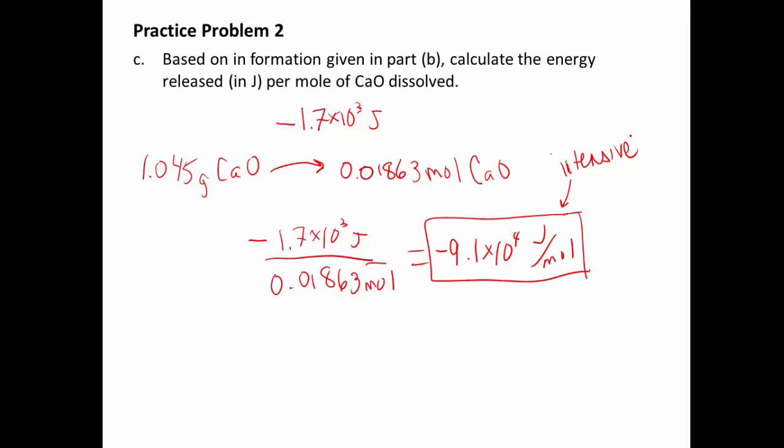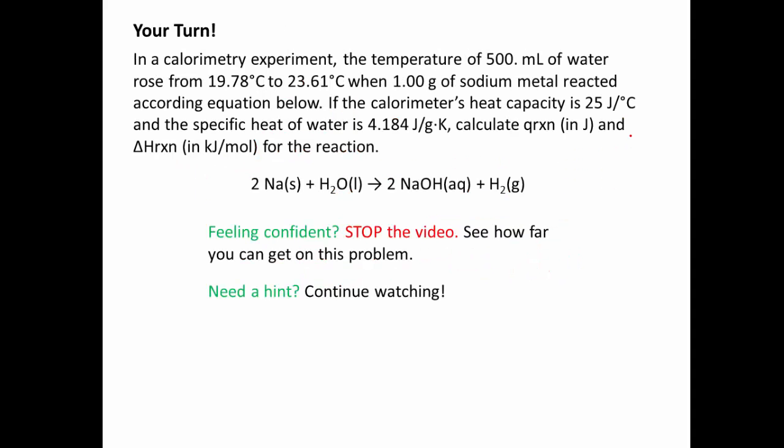So now let's look at practice problem 3, which is your turn. You're going to treat this very similar to the last problem. Let's take a look at it. In a calorimetry experiment, the temperature of 500 milliliters of water rose from 19.78 degrees Celsius to 23.61 degrees Celsius when 1.0 gram of sodium metal reacted, according to the reaction below. Now, I think your phrasing might be a little bit different. I apologize, I forgot to change that in here.